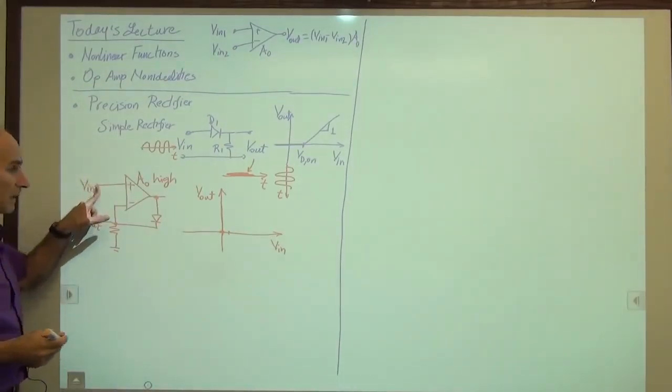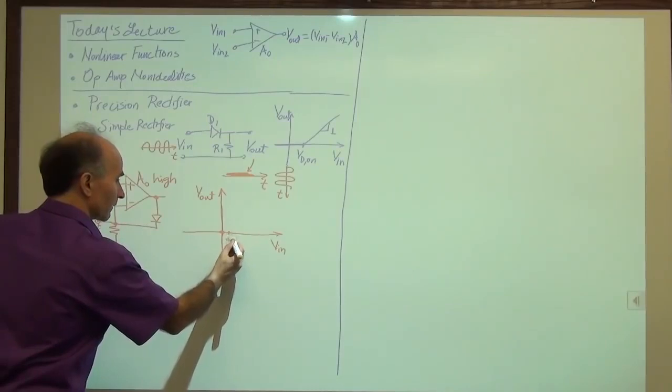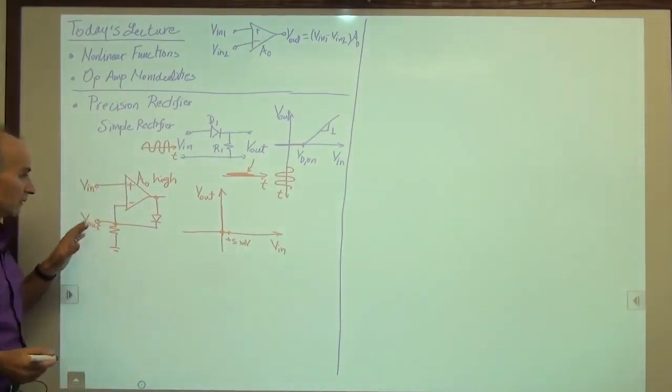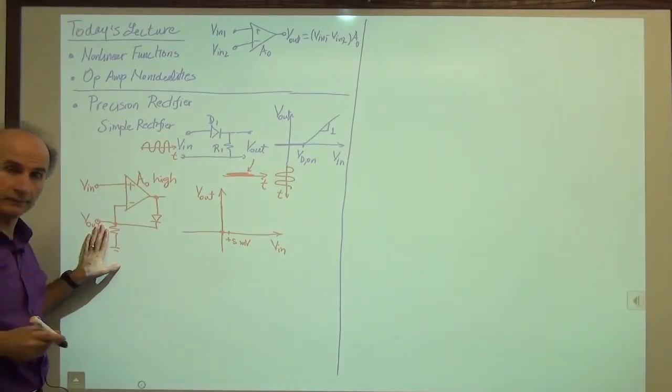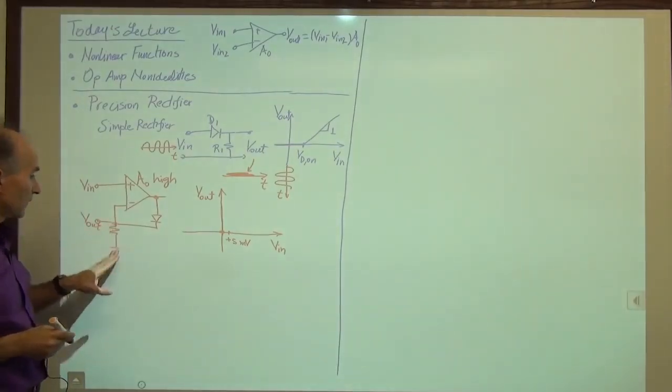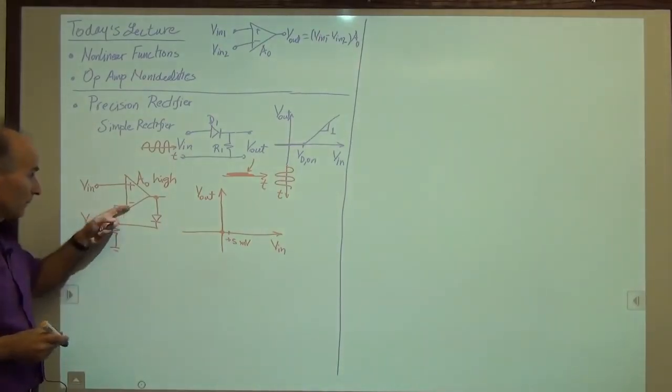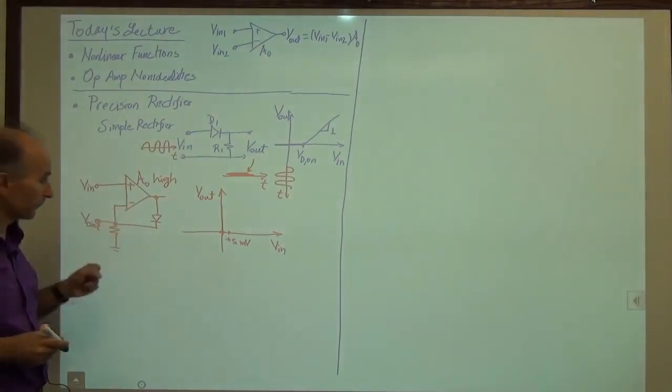So if V in is, let's say, plus 5 millivolts, one guess would be V out is 0, right? Meaning that this resistor carries no current, and V out is equal to 0. We know that this terminal doesn't carry a current anyway.